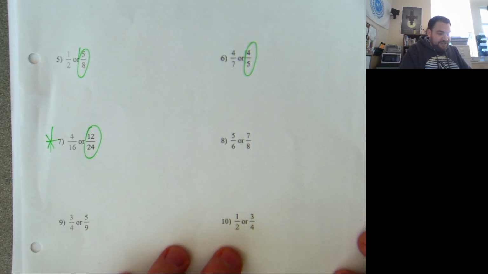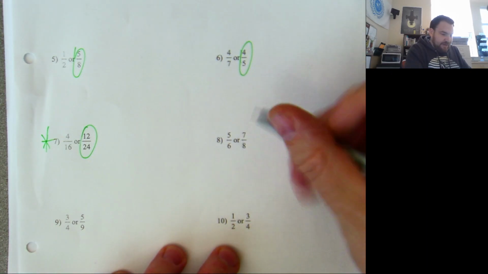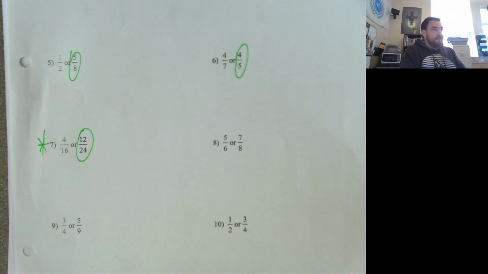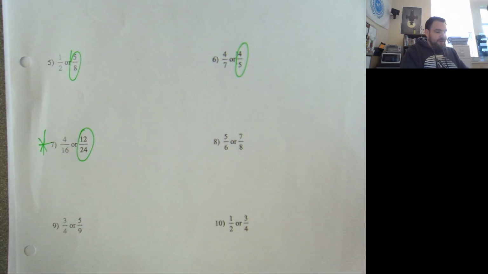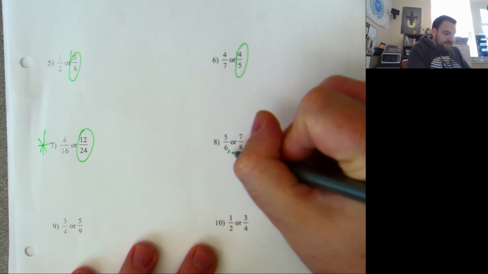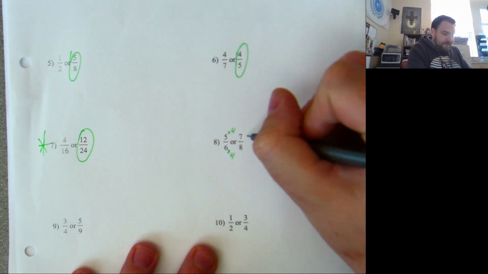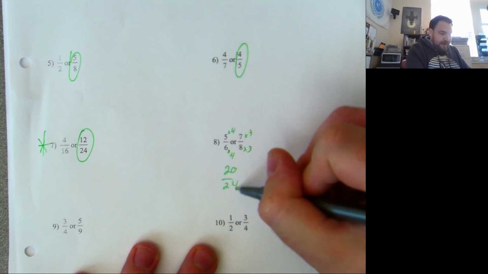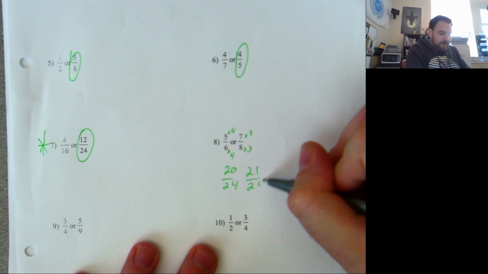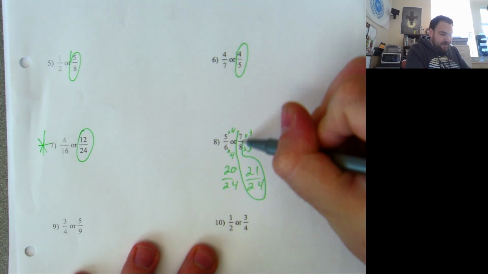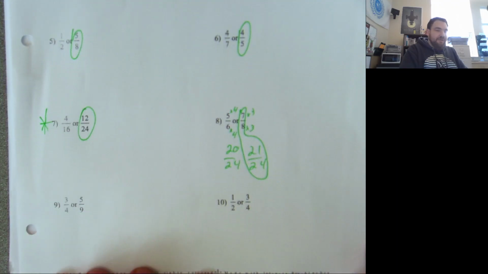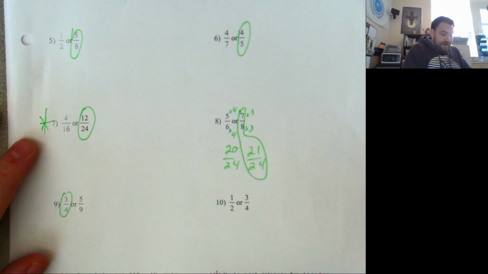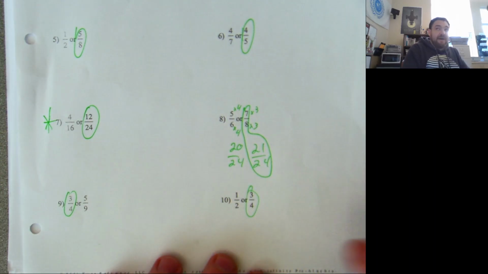Number 8, I actually have to do, so that's going to be the smallest number that 8 and 6 both go into is, anybody? 24, Dakota, thank you. So to get to 24, I multiply top and bottom here by 4, I multiply top and bottom here by 3, and we're going to get 20 over 24, and we're going to get 21 over 24. So this one is the larger of the two. Over here, it's going to be that one, and then down here, it's going to be that one.